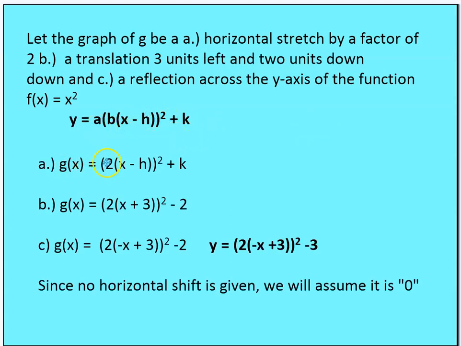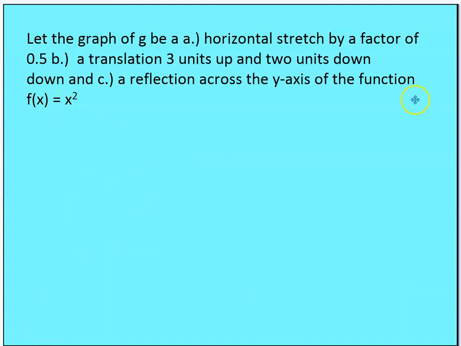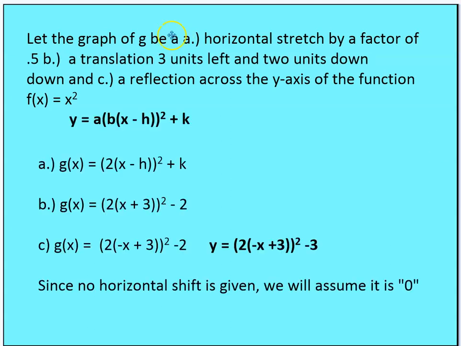G of x, it's horizontal stretch by a factor of 2. Whoops, so now I have to change this. All right, so I just changed this to reflect. I changed the horizontal stretch from 2 to 0.5. Sorry about that, just to reflect what I did with the graphs. So, okay, so I'm going to do a horizontal stretch by a factor of 0.5, translation 3 units to the left and 2 units down, and then a reflection across the y-axis, the function f of x equal to x squared. All right, so I have my setup here.